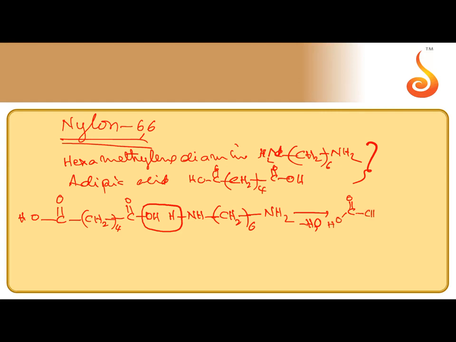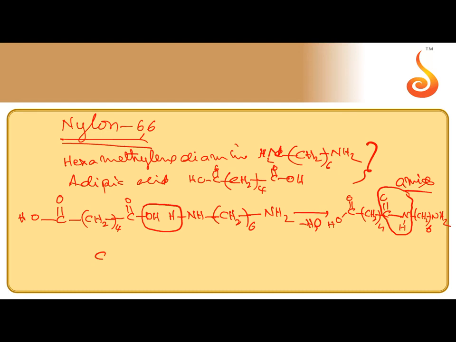COOH, CH2 taken 4, CO remains present. From the other one, NH remains present, NH, CH2 taken 6, NH2. So these two get connected through a new bond, CN. The entire group CONH is nothing but amide. That's why the polymer belongs to polyamide.